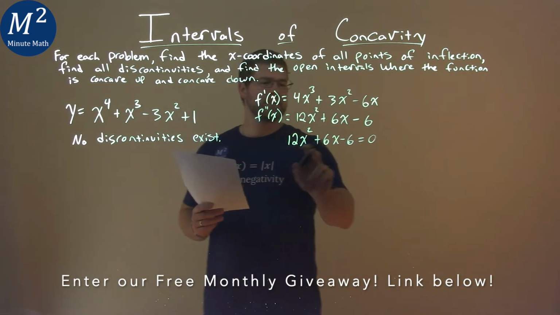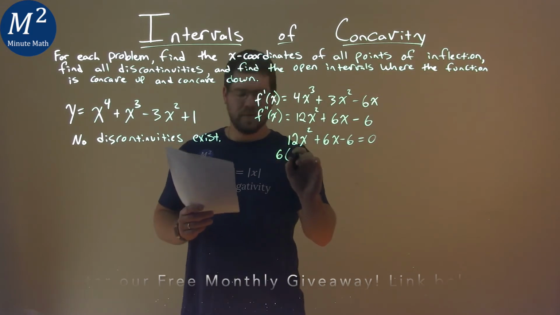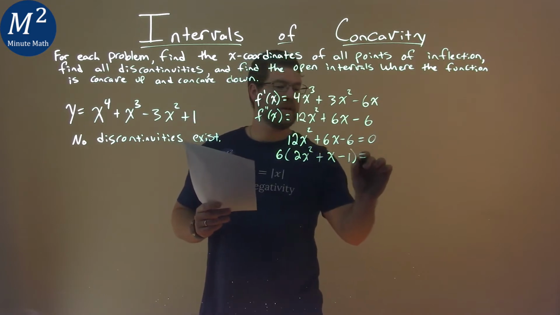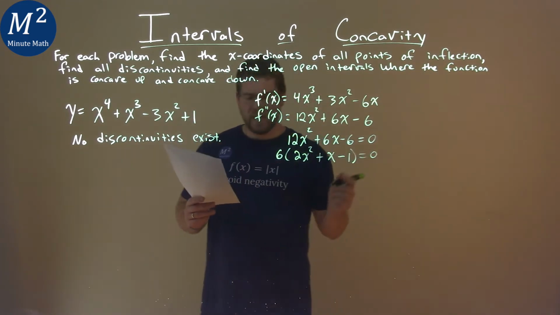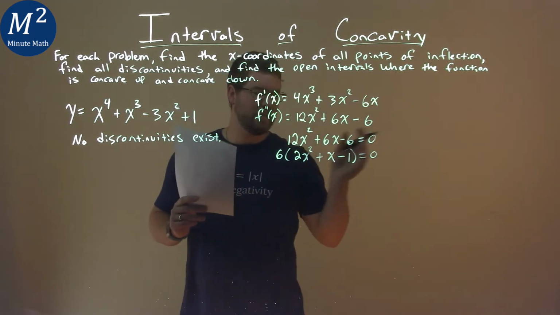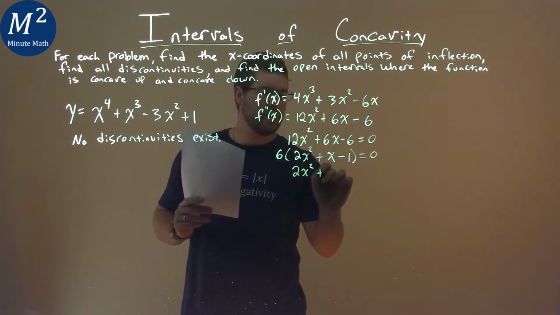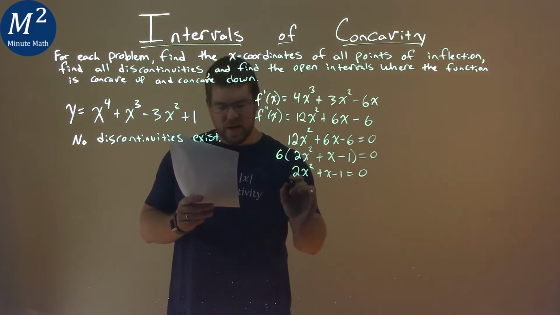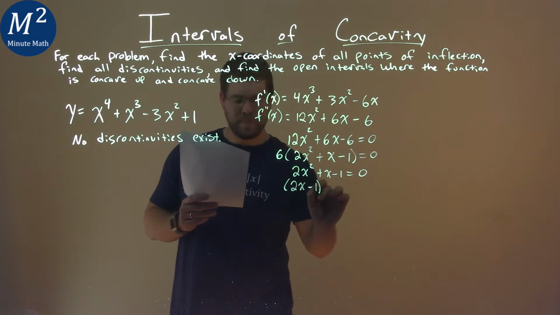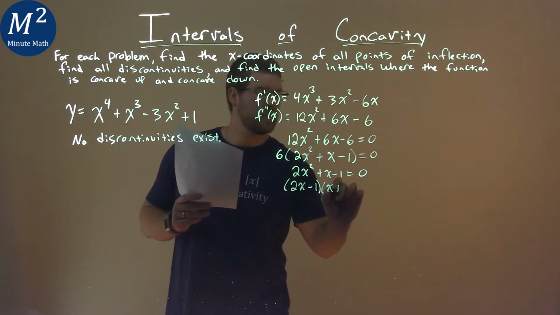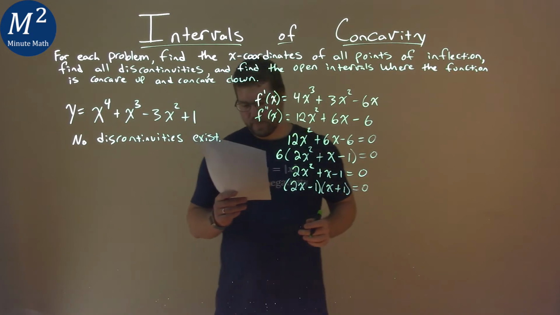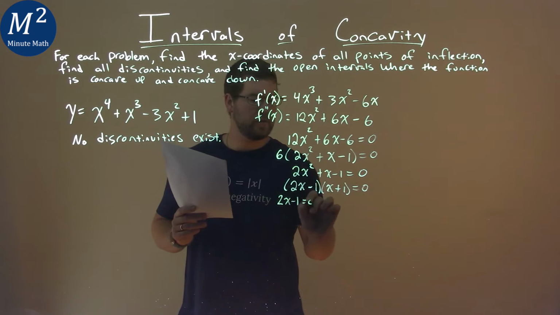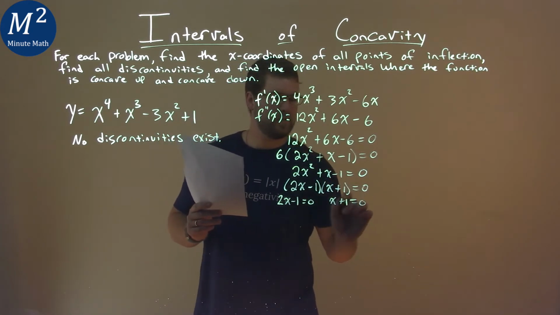Right off the bat, I'm just going to pull out a 6 from everything. I found it a little easier. And I'm left with 2x squared plus x minus 1 equals 0, after dividing both sides by 6, which eliminates that. With factoring, I find that a little easier. This factors to be 2x minus 1 times x plus 1. Then from there, we set each parenthesis equal to 0 and solve: 2x minus 1 equals 0, and x plus 1 equals 0.